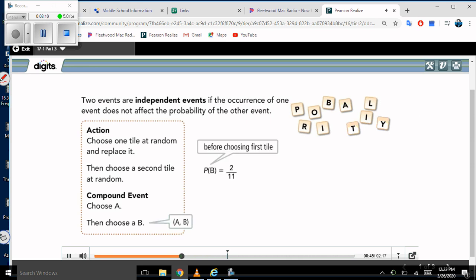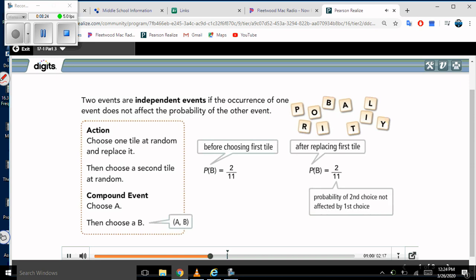Before any action takes place, the probability of choosing a B tile is 2/11ths. Since you replace the A tile after choosing it, the probability of choosing a B tile is still 2/11ths. The probability of the second choice is not affected by the first choice. The events choose A and choose a B are independent events for this action.